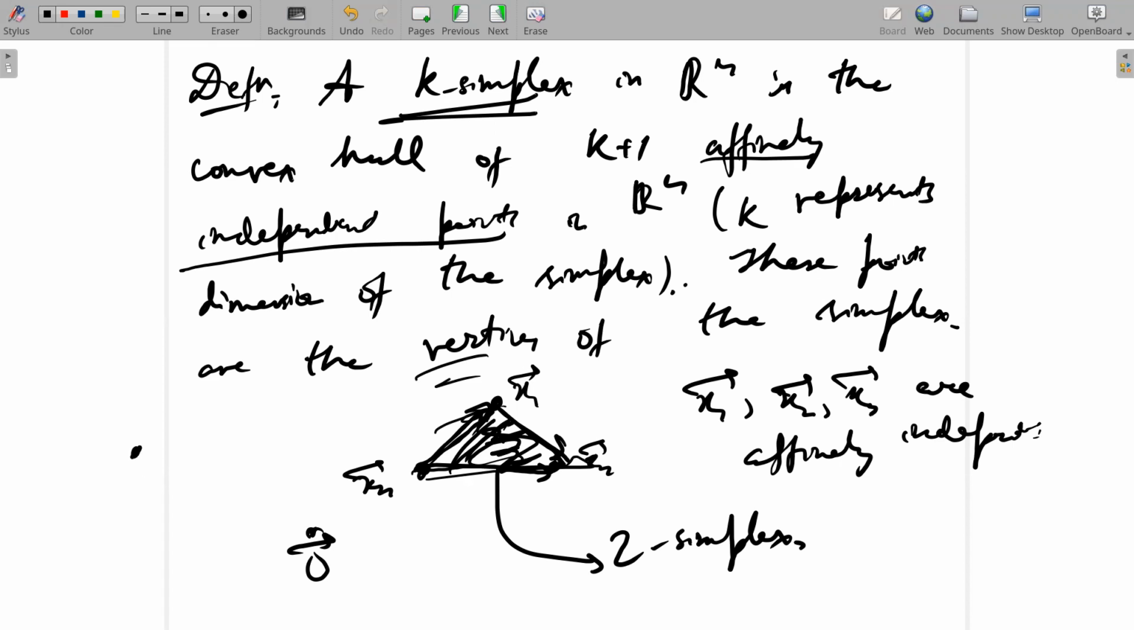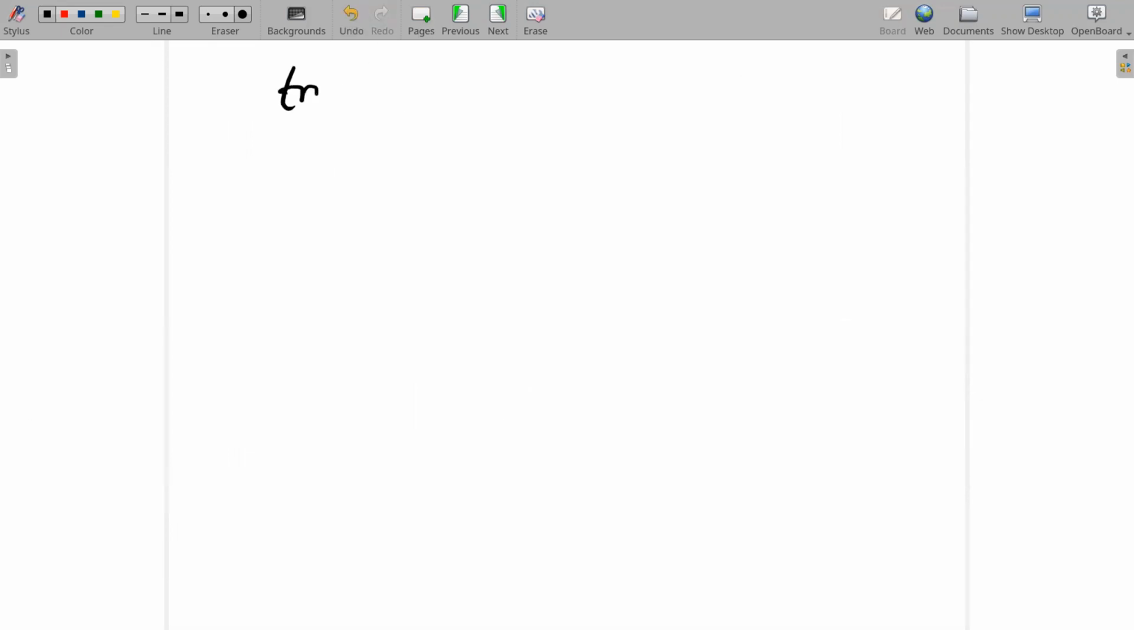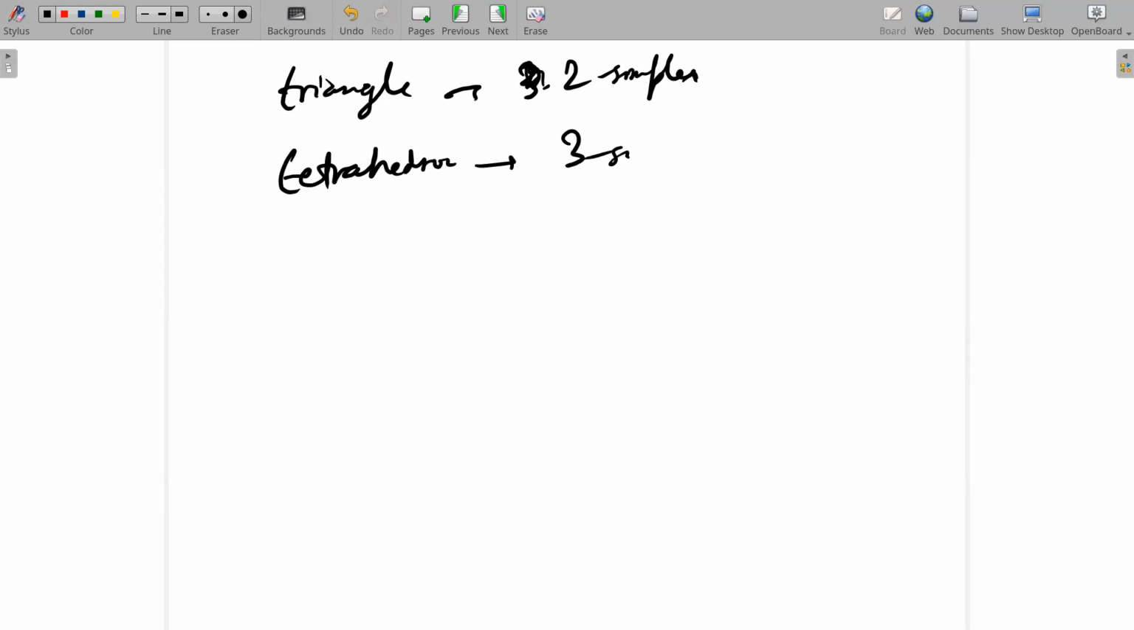But then if I take a tetrahedron, let's say this base is this triangle, and then I'm looking at this tetrahedron here and then here. Now these 3 vectors are linearly independent, right? So I have x1, x2, x3, x4. So those are affinely independent. So this is this tetrahedron. So a non-degenerate triangle is a 2 simplex. That's the dimension of whatever is inside. And this tetrahedron, non-degenerate, is a 3 simplex.